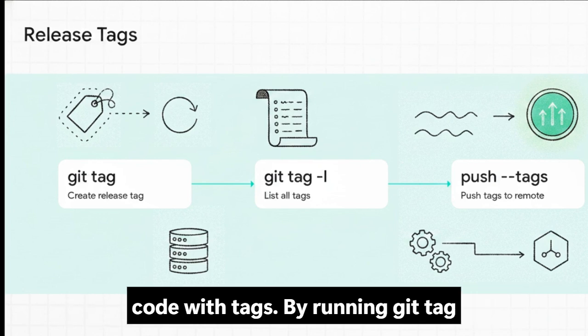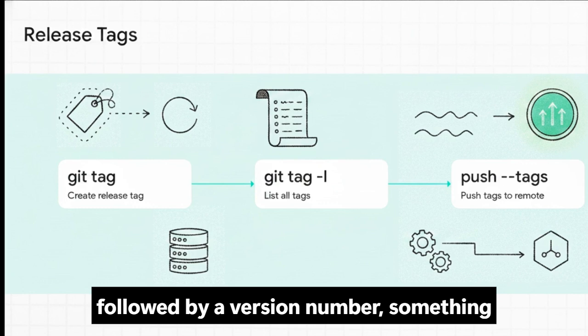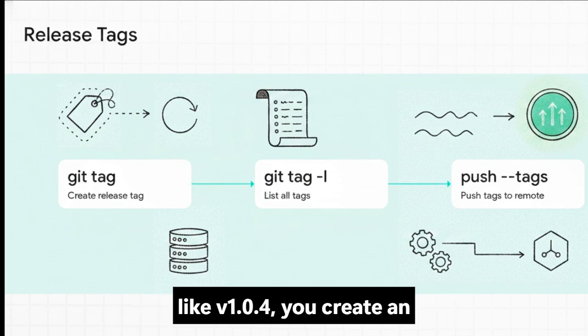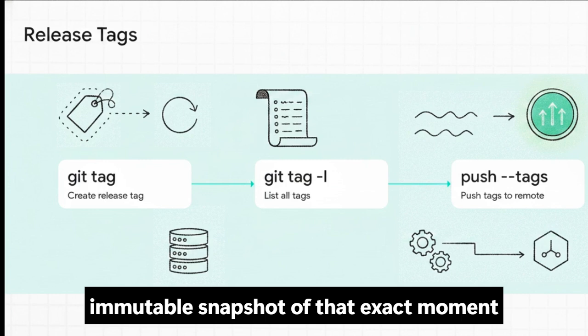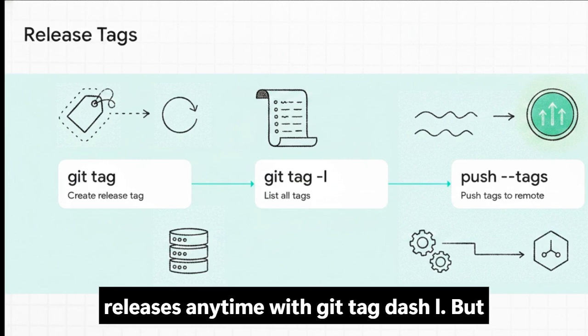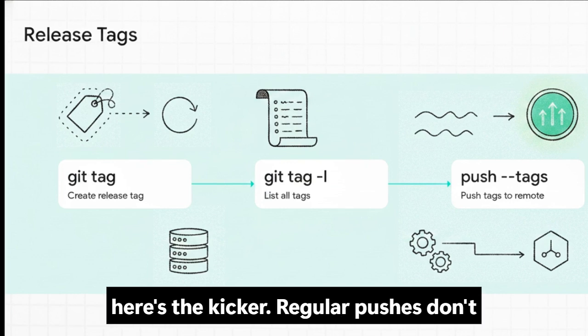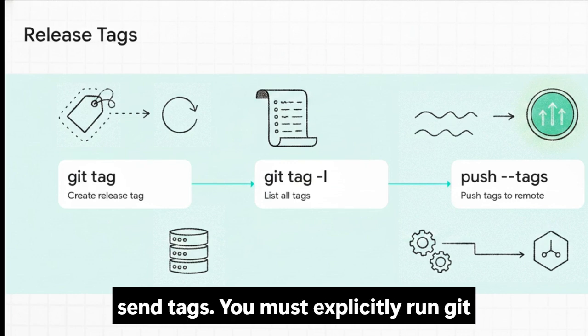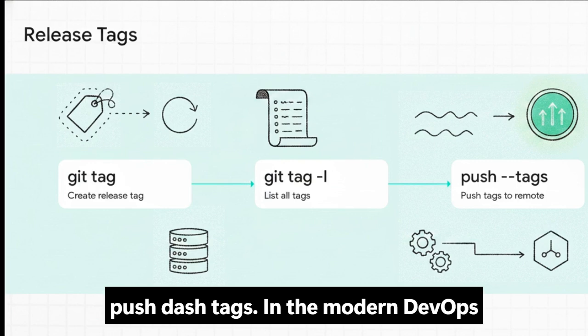By running git tag followed by a version number, something like v1.0.4, you create an immutable snapshot of that exact moment in time. You can list all your historical releases anytime with git tag -l. But here's the kicker. Regular pushes don't send tags. You must explicitly run git push --tags.